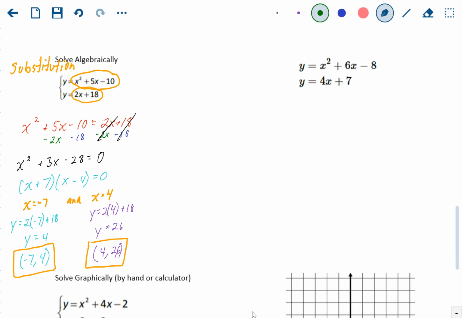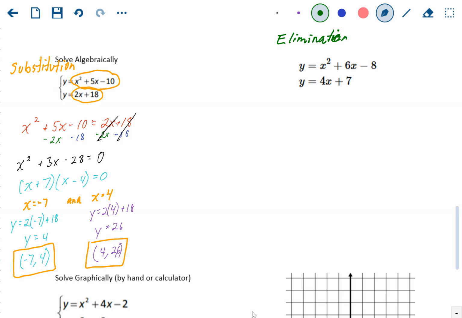Okay, so that was a substitution. Now let's do an elimination one. Remember, elimination involved adding or subtracting the two equations to eliminate, or to get rid of, one of the variables. You want to use elimination when you have the same coefficient in front of one of the variables. All right, in this case we do.